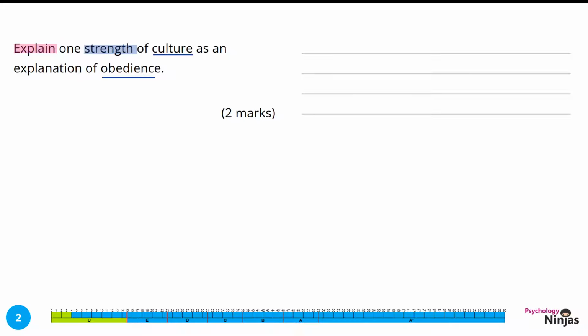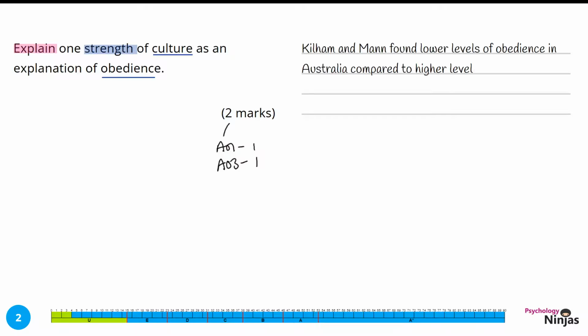question. Our 2 marks are broken down further. We get 1 mark for identifying a strength of culture as an explanation, and a 2nd mark for explaining why what we have identified is a strength. Let's have a look at a response.